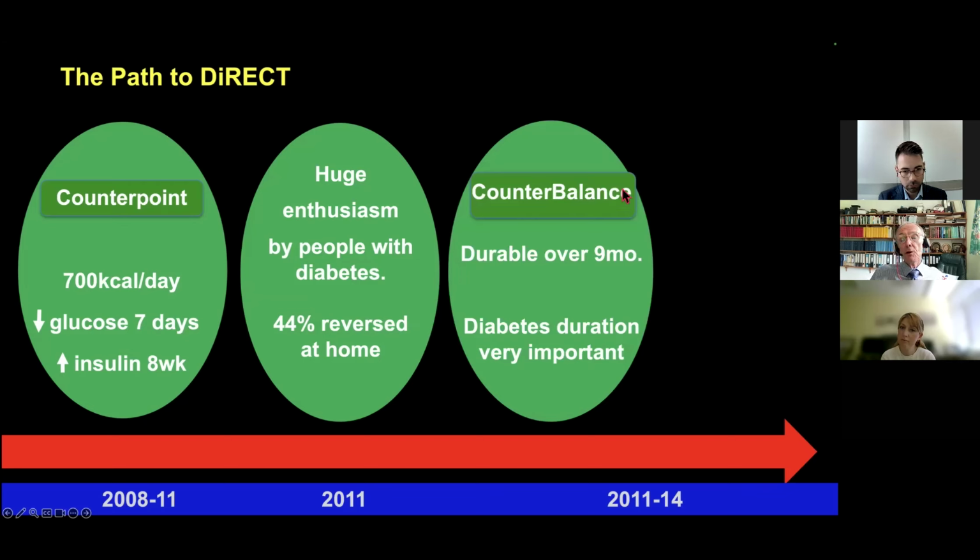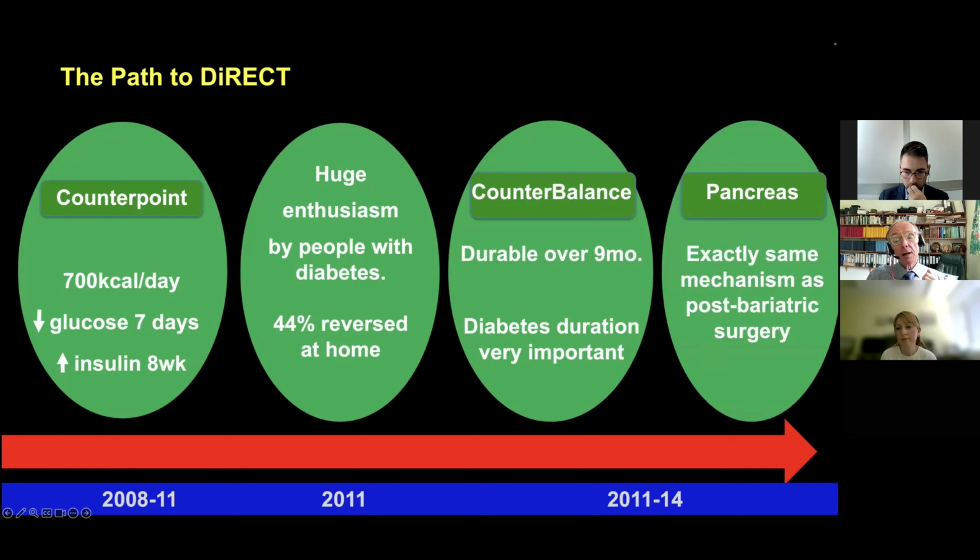But then we followed it up with this second study, Counterbalance, and we demonstrated that this wasn't a flash in the pan due to starvation. It was actually a step change which allowed the liver and the pancreas to continue to perform normally, provided weight was maintained and weight regain was avoided. We also showed in Counterbalance that the duration of diabetes was absolutely critical. Long duration didn't necessarily reverse. It seemed like the lights would go out in the beta cell beyond the hope of recovering the mechanisms.